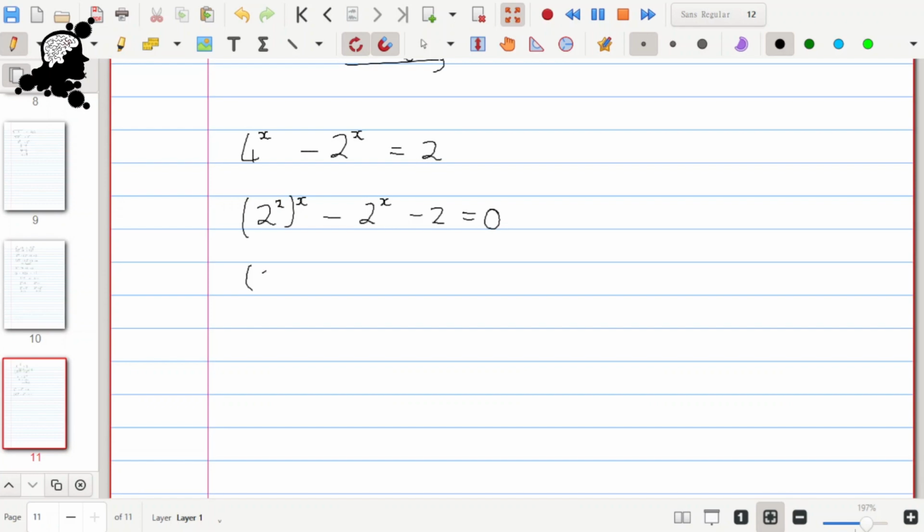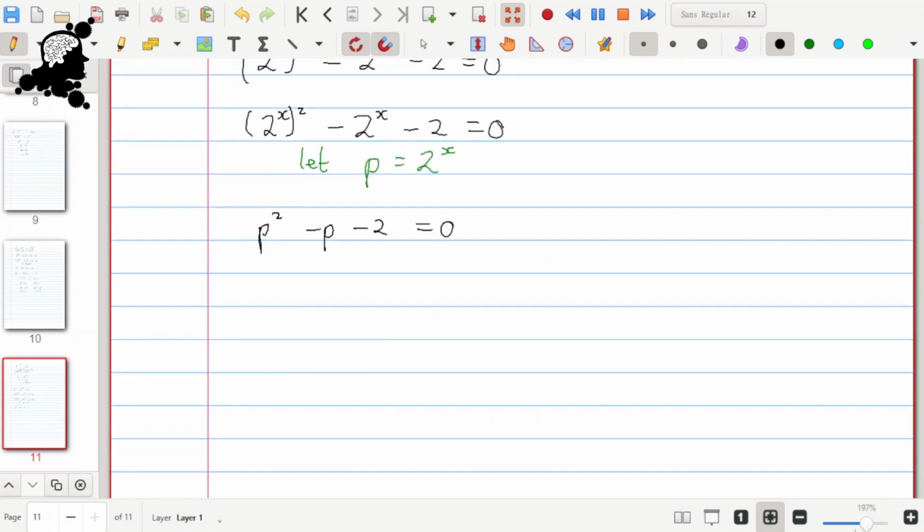Once again, let me rewrite this as 2 to the power x squared minus 2 to the power x minus 2 is equals to 0. I can now assign a variable. I can say something like let p equals 2 to the power x. Wonderful. I'm going to have p squared minus p minus 2 is equals to 0.